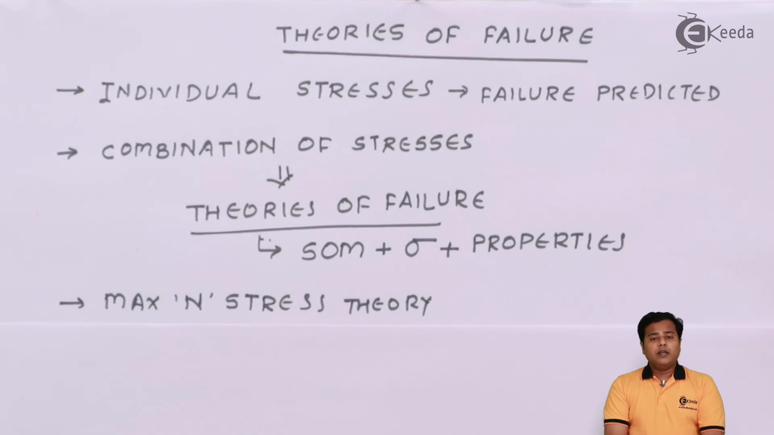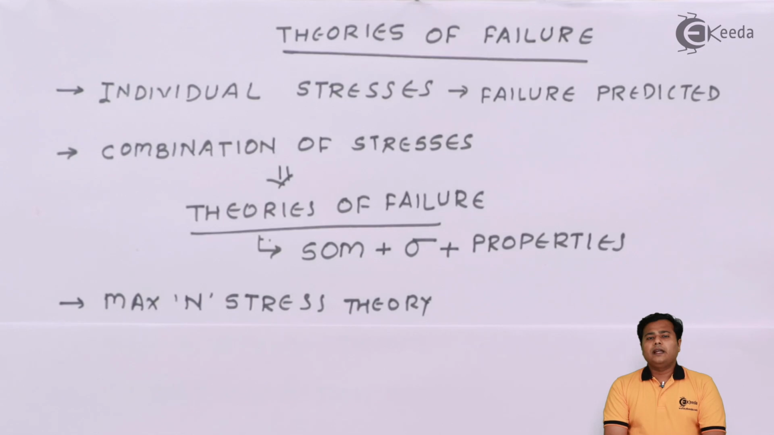Let's start with the first one, the maximum normal stress theory. There is a proper statement of the theory; of course, you can refer to the books for it. The theory states that a product fails under normal stress when the stress induced in that product surpasses the actual yield stress or ultimate stress of the specimen which was used in the tensile test.